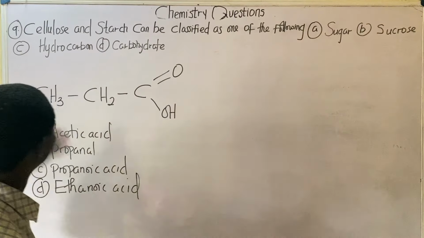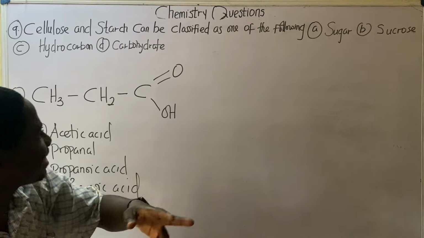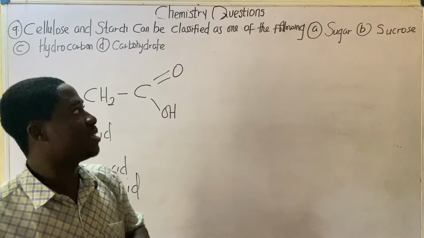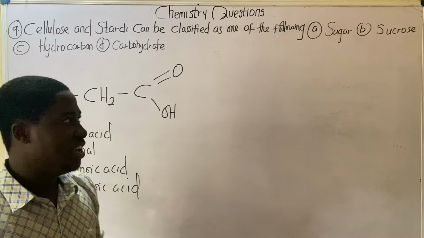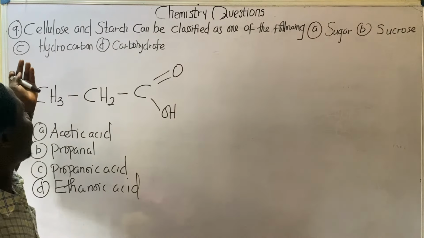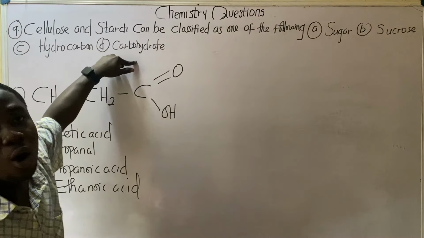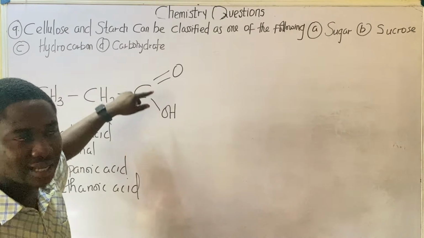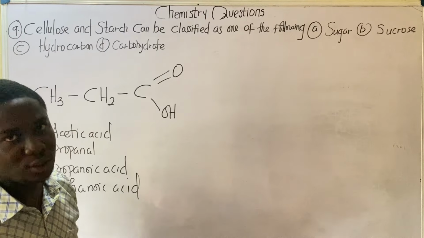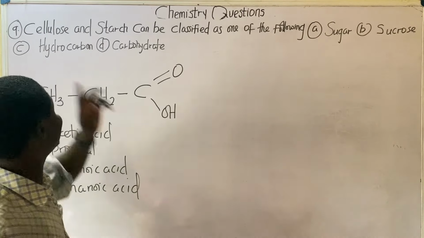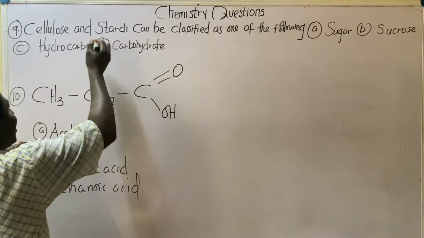So let us progress. The question says, cellulose and starch can be classified as one of the following. Are cellulose and starch sugars? Are they sucrose? Are they hydrocarbons? Or are they carbohydrates? What is the answer to the question? Now, this must be noted. Actually, cellulose and starch are carbohydrates.